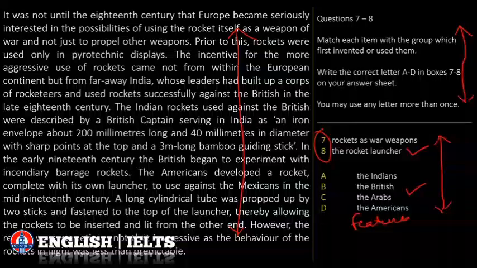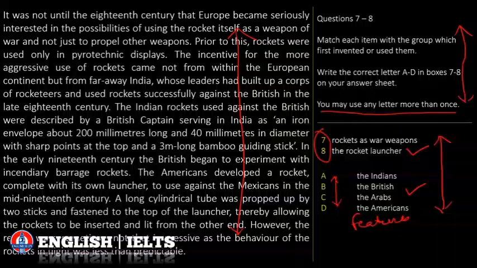Options will be the same, 7, 8 or 9. Mostly options are more, right? And they might repeat in the answers. They are mentioned here: you may use any letter more than once. If they don't want you to repeat, they won't mention this. If there are chances, they will mention that.